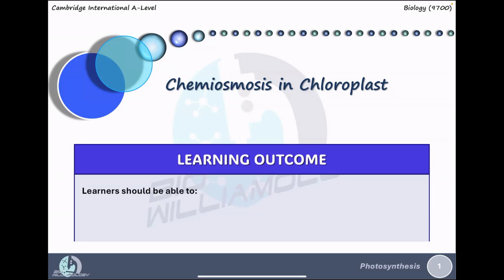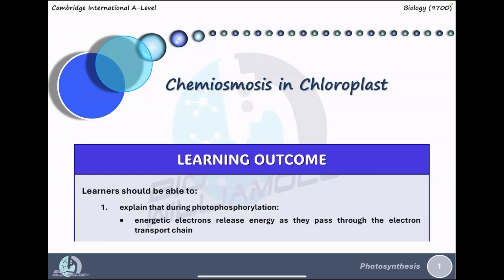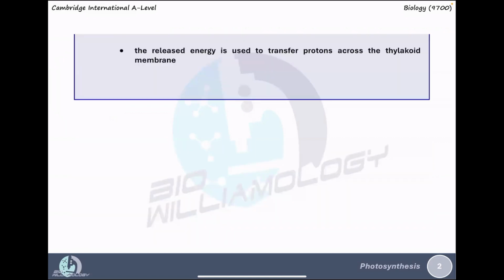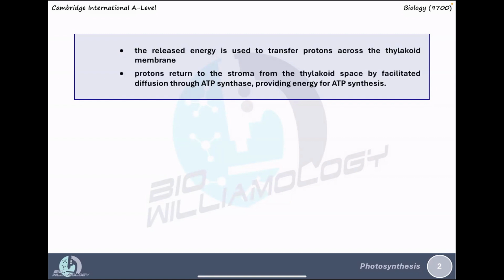In this lesson, we will explore chemiosmosis in chloroplast. At the end of this lesson, you will be able to explain that during photophosphorylation, energetic electrons release energy as they pass through the electron transport chain. The released energy is used to transfer protons across the thylakoid membrane, and protons return to the chloroplast stroma from the thylakoid space by facilitated diffusion through ATP synthase, providing energy for ATP synthesis. Let's get started.